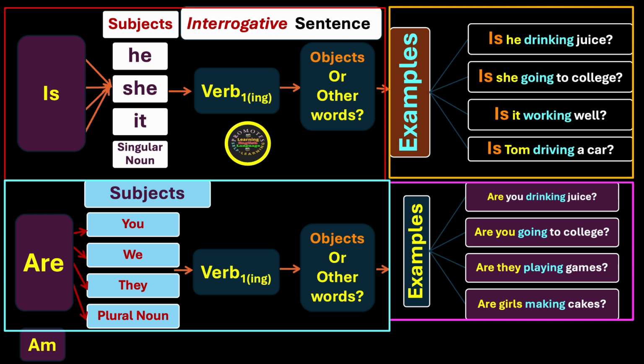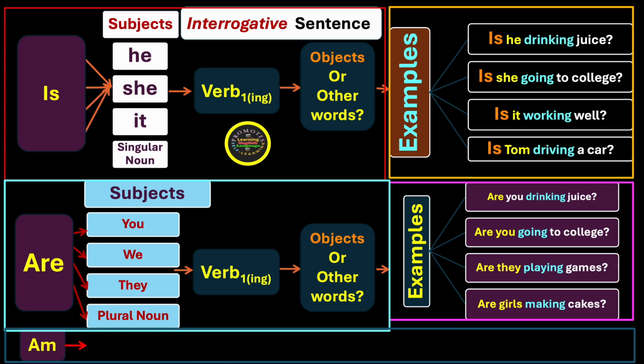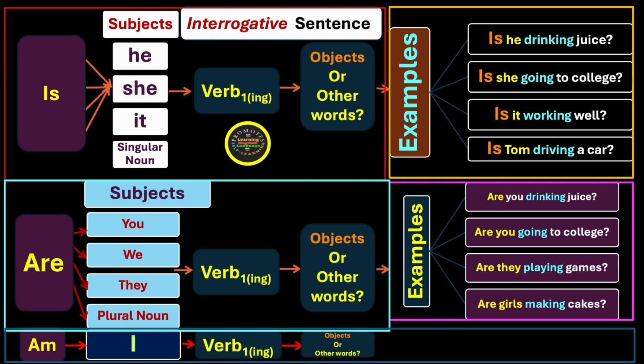And the last one is am, and then we have the subject I. We have the verb in the first form with ing, and then we have objects or other words. Example: am I teaching French?